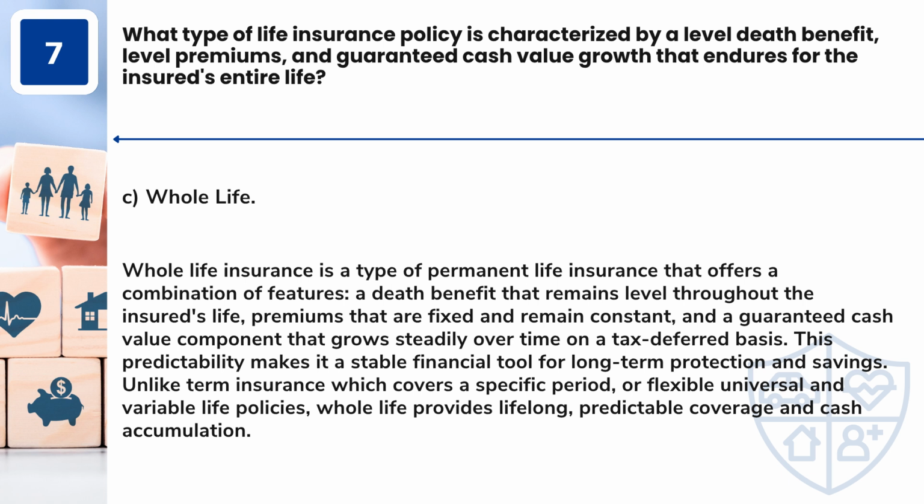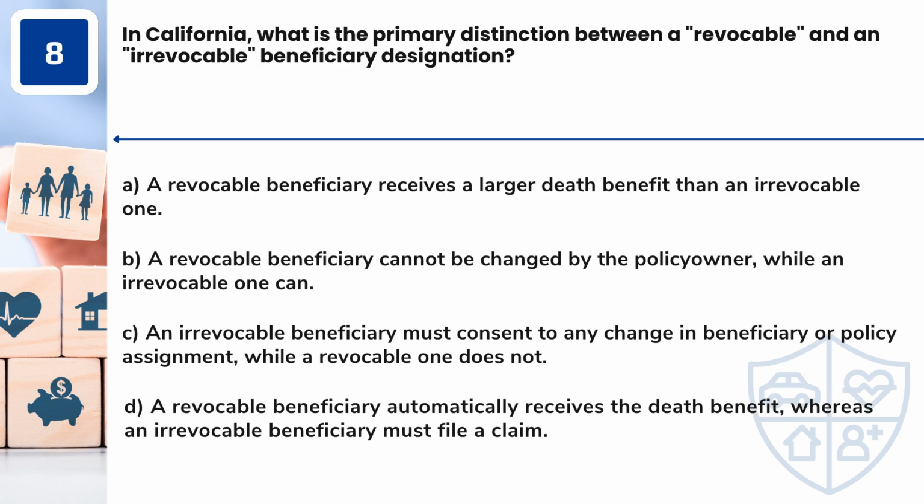Whole life insurance is a type of permanent life insurance that offers a combination of features: a death benefit that remains level throughout the insured's life, premiums that are fixed and remain constant, and a guaranteed cash value component that grows steadily over time on a tax-deferred basis. This predictability makes it a stable financial tool for long-term protection and savings. Unlike term insurance, which covers a specific period, or flexible universal and variable life policies, whole life provides lifelong, predictable coverage and cash accumulation.